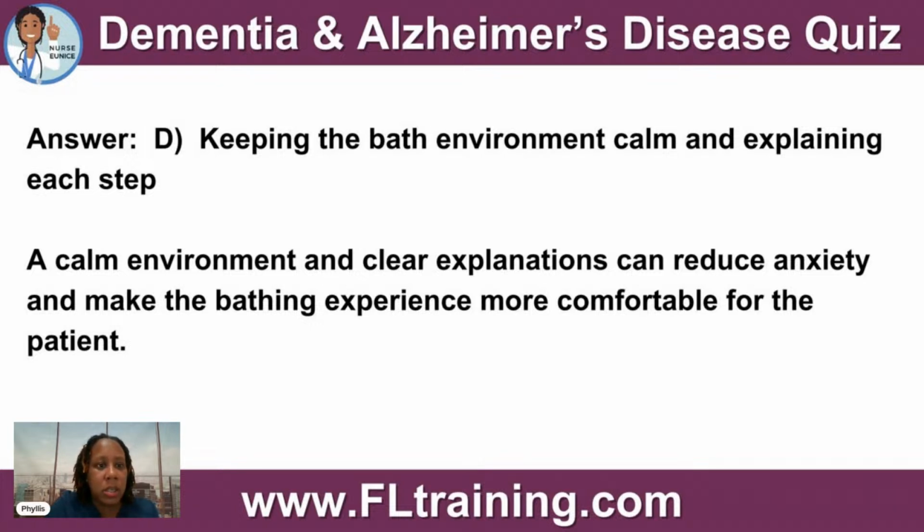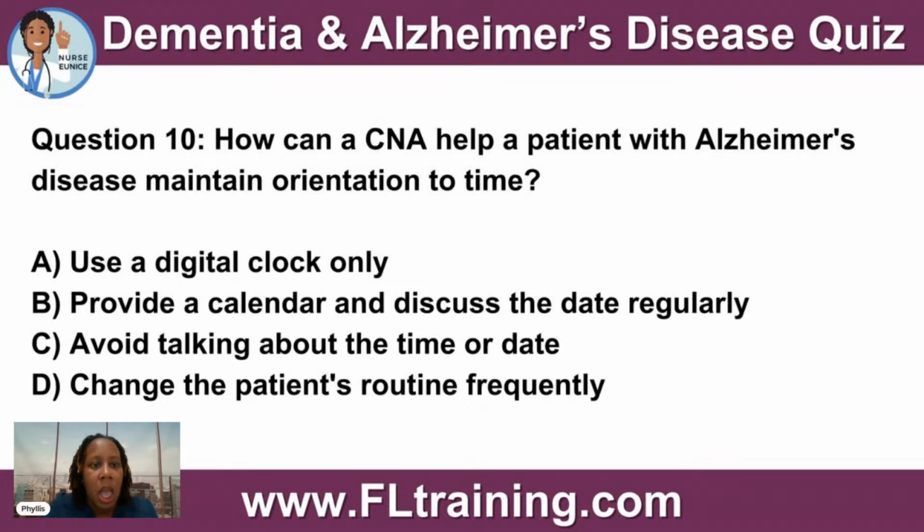All right, next question. How can a CNA help a patient with Alzheimer's disease maintain orientation to time? Is it A, use a digital clock only? B, provide a calendar and discuss the date regularly? C, avoid talking about the time or date? D, change the patient's routine frequently.